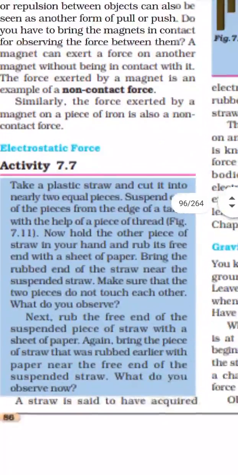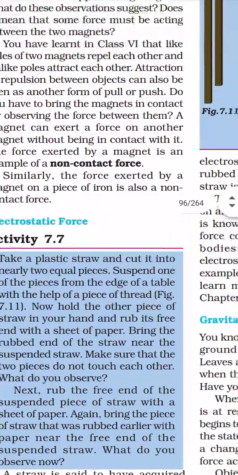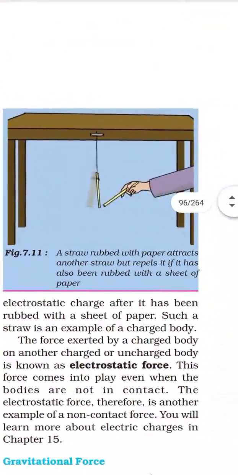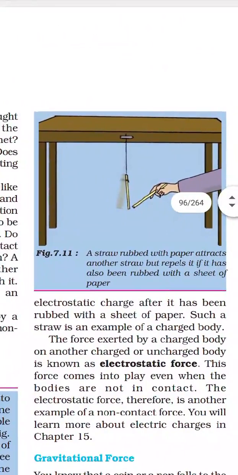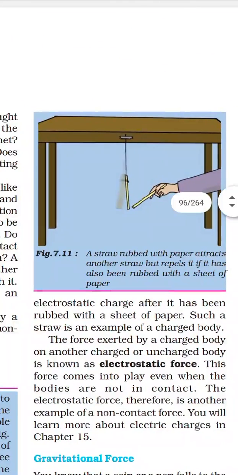Next, electrostatic force. A straw is said to have acquired electrostatic charge after it has been rubbed with a sheet of paper. Such a straw is an example of a charged body. The force exerted by the charged body on another charged or uncharged body is known as electrostatic force.